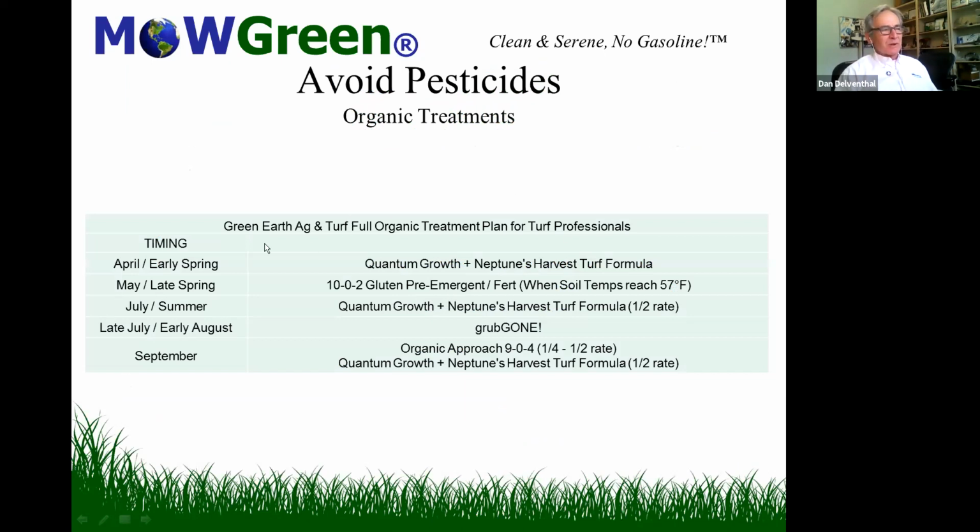the same group, Green Earth Ag and Turf, that created this more complicated one originally, thought, well, let's dumb it down. Let's make it a little simpler. So you've just got 4 or 5 things that you might do. They're looking at probiotics and fertilizer, pre-emergent weed control, talking about when you apply, how much you apply. They're talking about when you do grub gone. So it's pretty simple, actually.